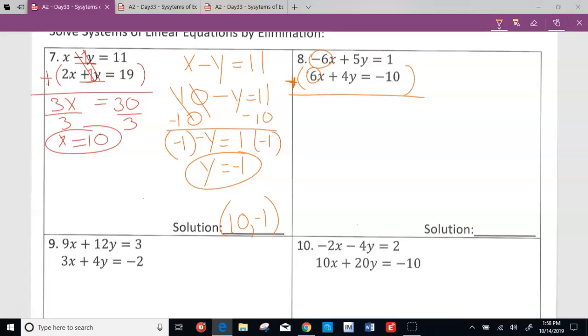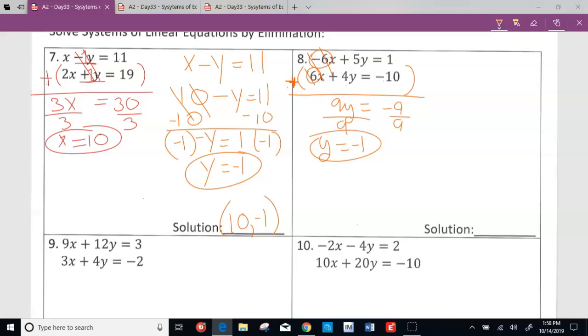Negative 6x's on top plus 6x's on the bottom cancels out. 5y's plus 4y's gives me a total of 9y's. 1 plus a negative 10 gives me a negative 9. Now I divide both sides by positive 9, and I get y equals a negative 1. Now that I have my y value, I need to figure out my x value.